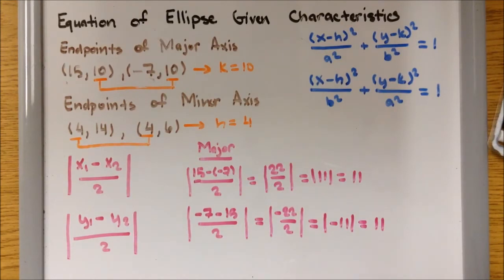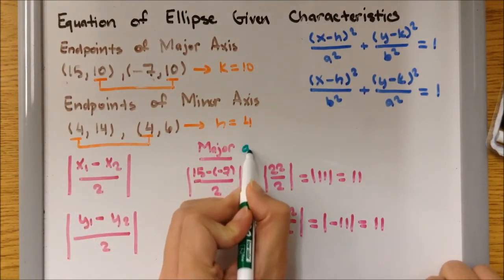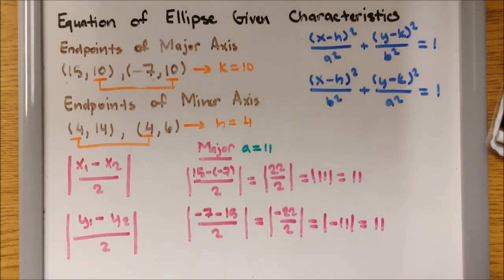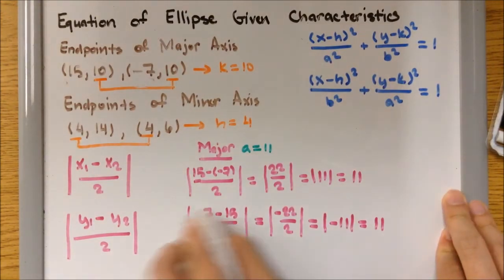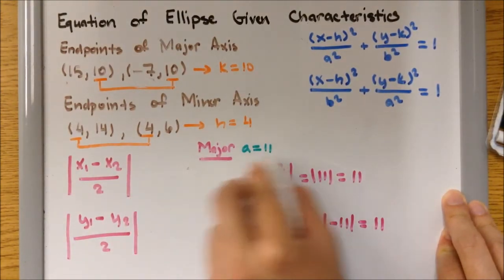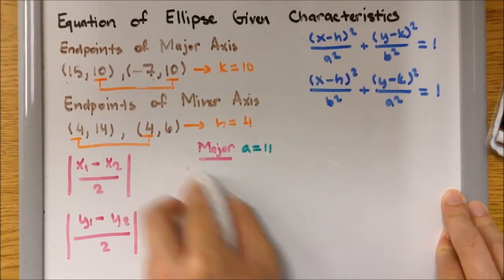When it comes to time, distance, or measurements, it's always going to be a positive number, never negative or below 0. So make sure you remember that when we're finding the distance, we have absolute value. So for major, which is a, it's 11. Alright, next I'm going to do the work for minor. I'm going to erase to make more room.